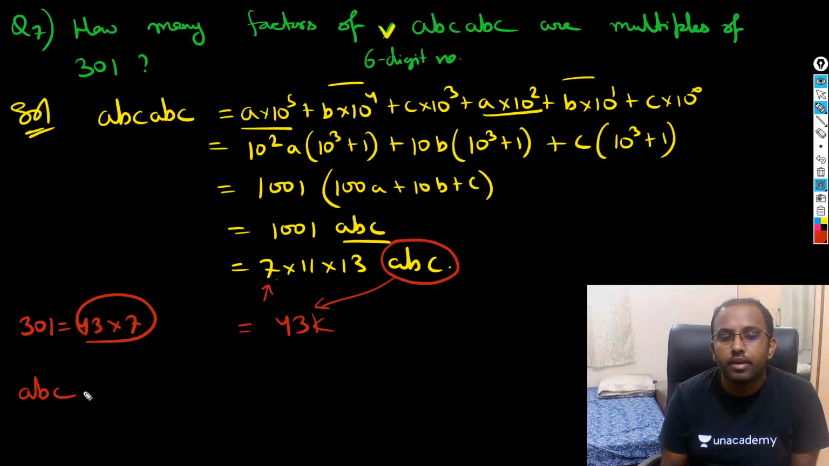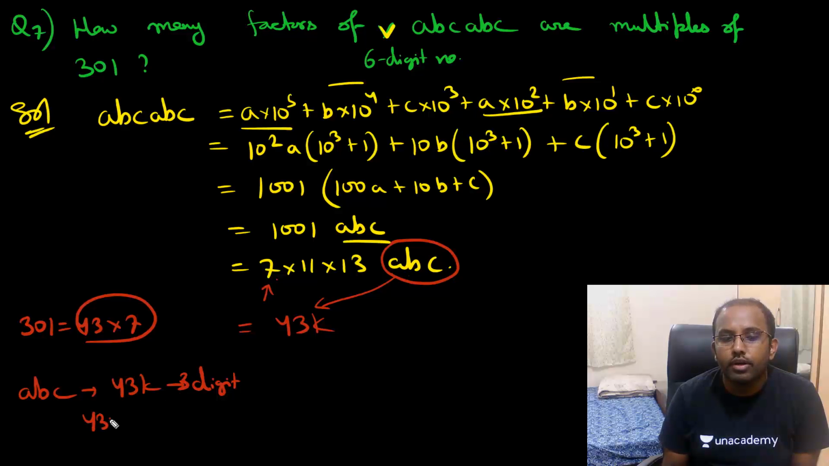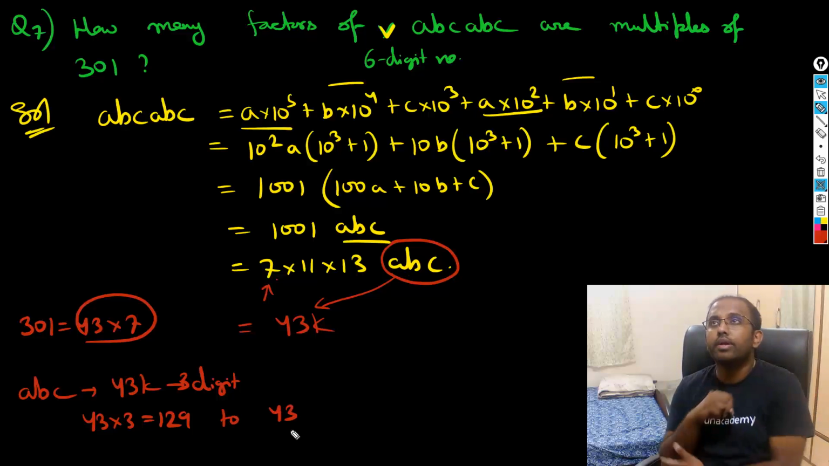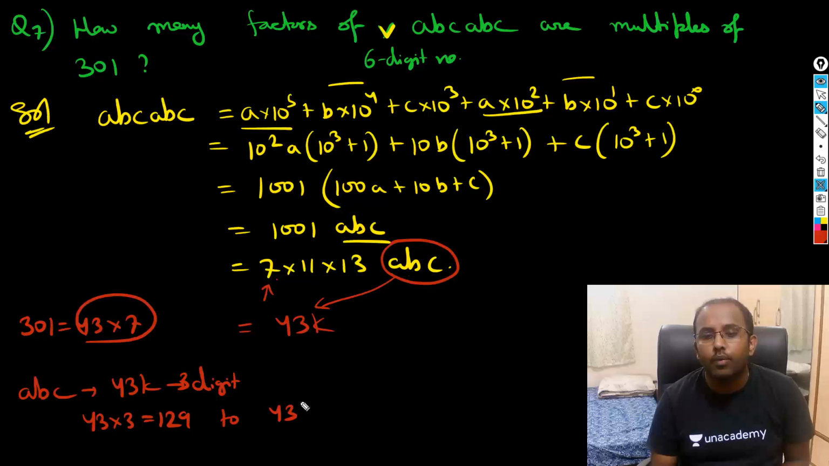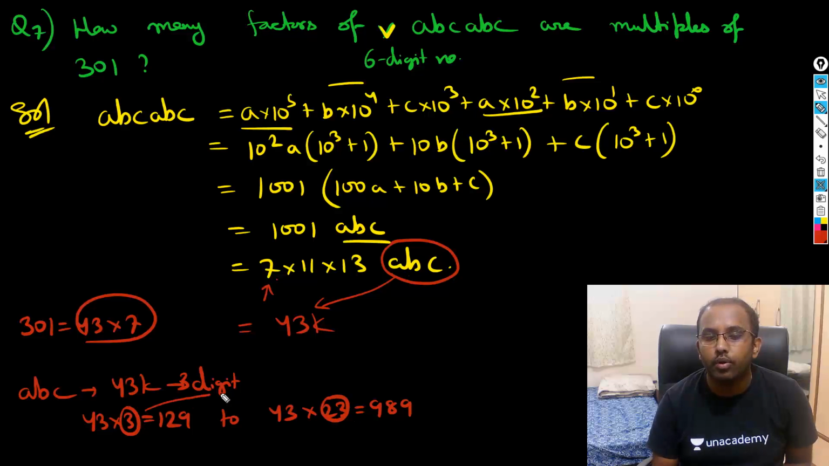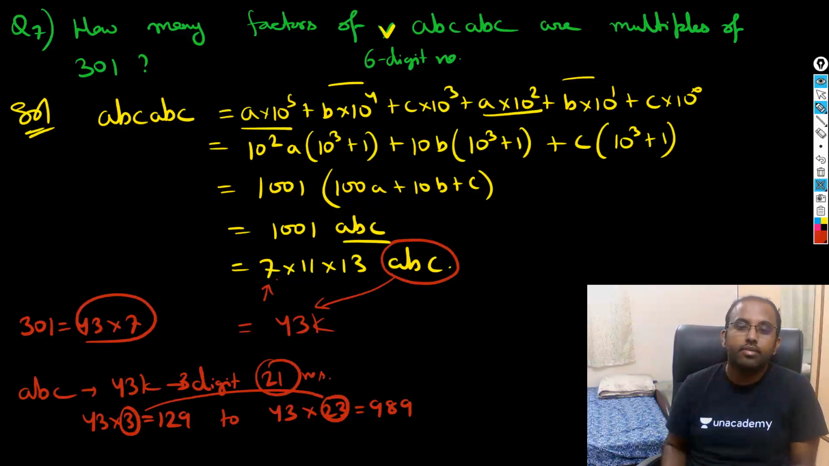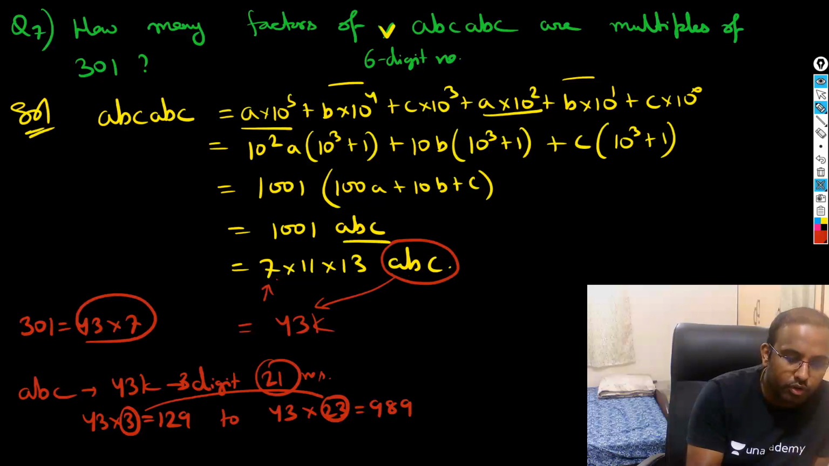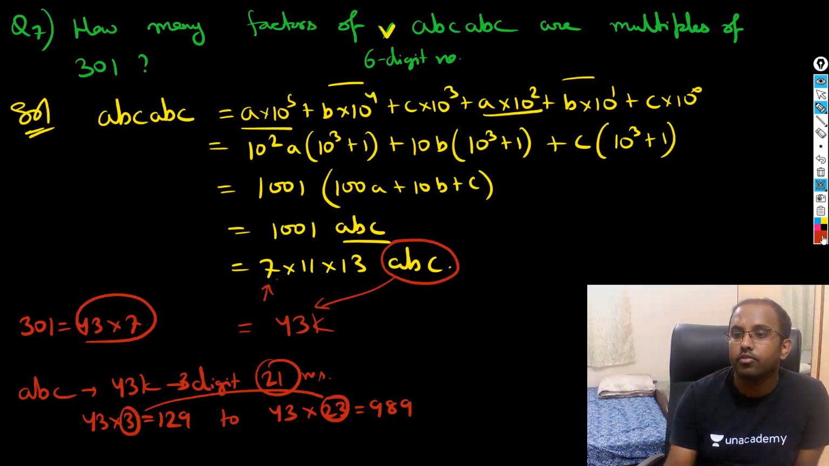So if ABC is a 3-digit multiple of 43, starting from 43 into 3, that is 129, ending at what? 43 into 20 is I think 860, and 43 into 23 is what? 989. So starting with 3, ending at 23, right? From 3 to 23 I can have 21 numbers here, 21 multiples of 43. So ABC can take 21 multiples of 43. So the answer for this question is 21.